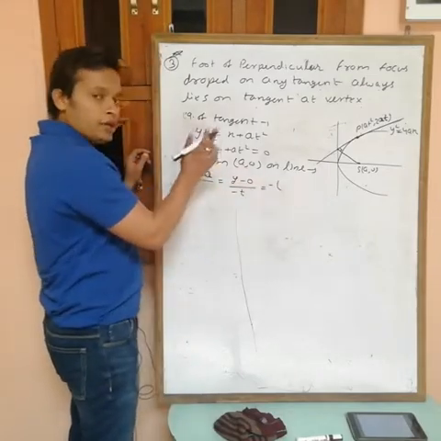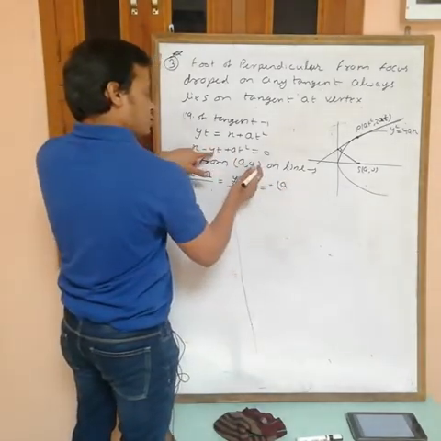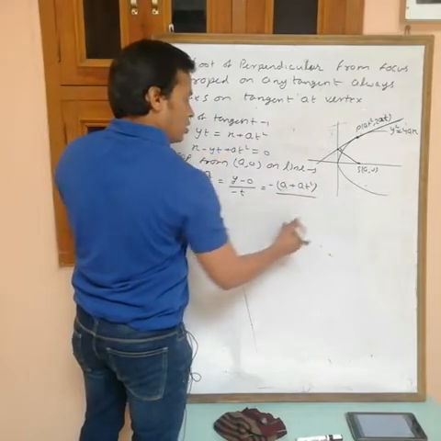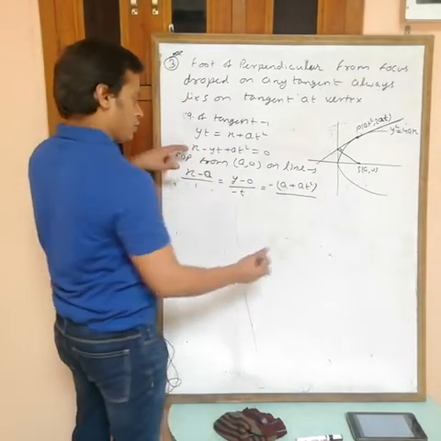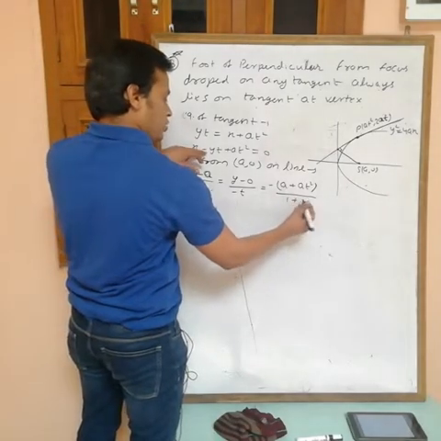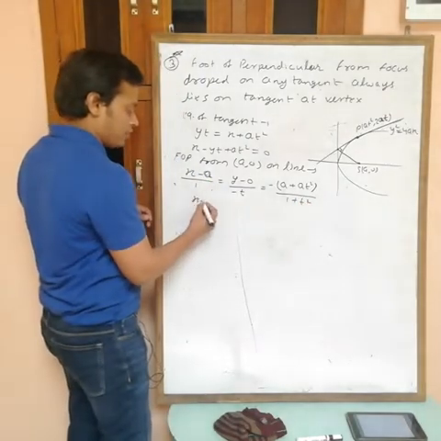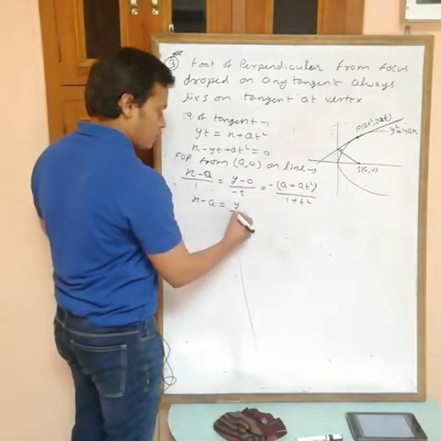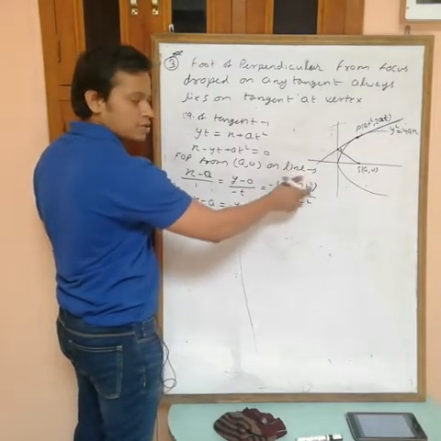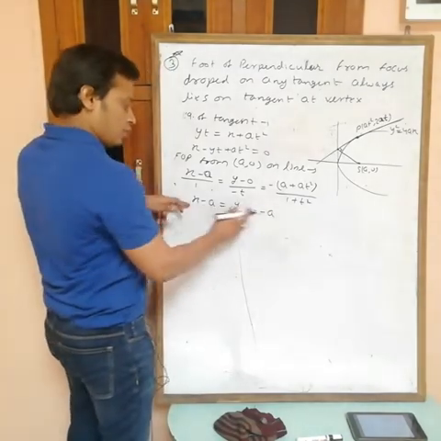Put the point in the equation. If you put this point in this equation, what you will get? A, y is 0 plus at square by a square plus b square. A square coefficient of x plus b square coefficient of y is minus t, square is t square, okay. So what we are getting? We are getting x minus a equals to y by minus t equals to, if you take common a, 1 plus t square cancel out, what you will get? Minus a.